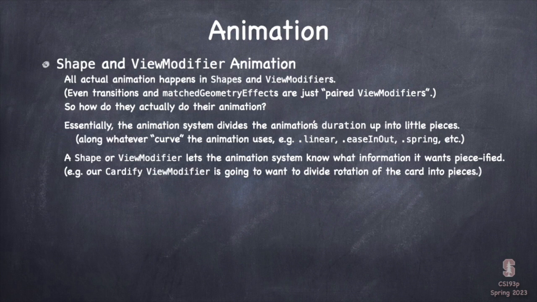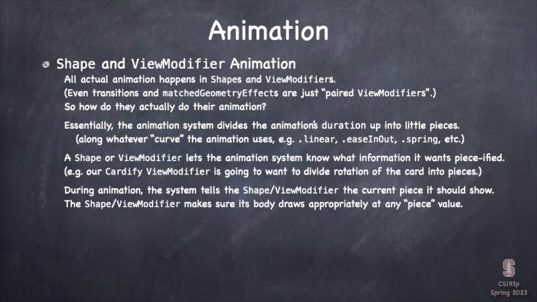For example, our Cardify view modifier that flips a card over, we know that the way it flips over is bad. It doesn't look like a flip at all. It's going to be piecifying the rotation of the card. All right, here's my card here actually, right? And I go from face down and it rotates like this. And then once I get on edge, then I start seeing the front and then it finishes, right? So this has got to get piecified. And that's what's going to happen for Cardify.